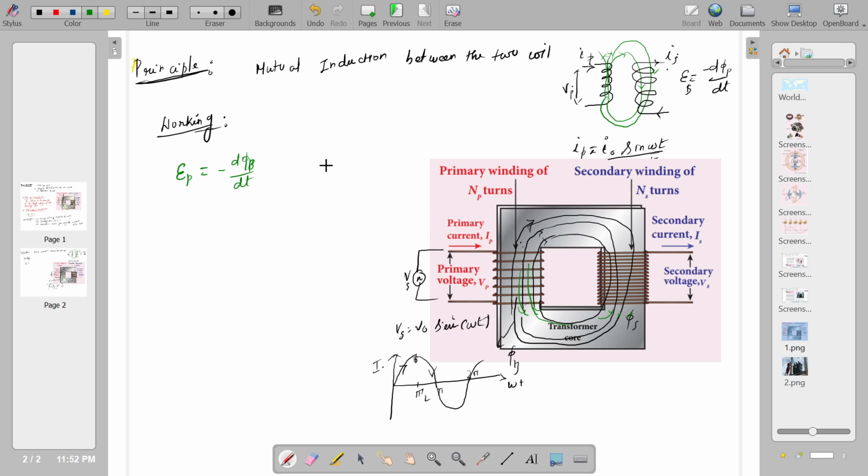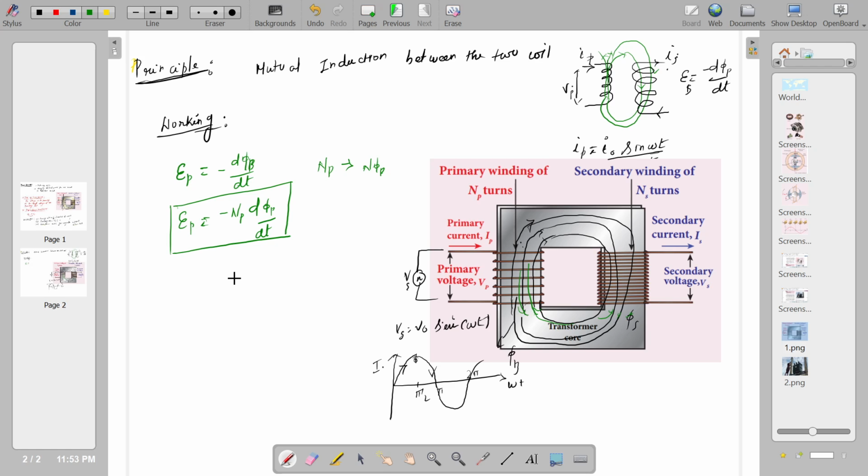Suppose you have N number of turns in the primary coil. Then the flux linked due to the primary is N times phi P. If you substitute this, N is just a constant, the number of turns in the primary. So the induced EMF is N times d phi primary divided by dt. This is the induced EMF in the primary coil.